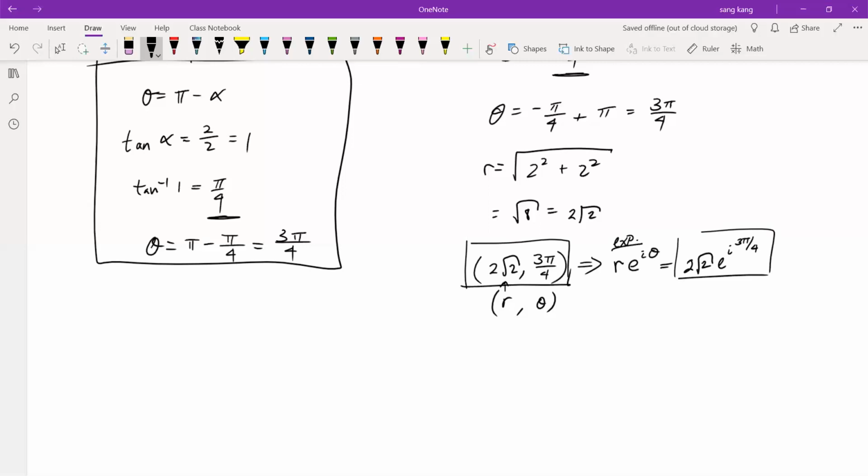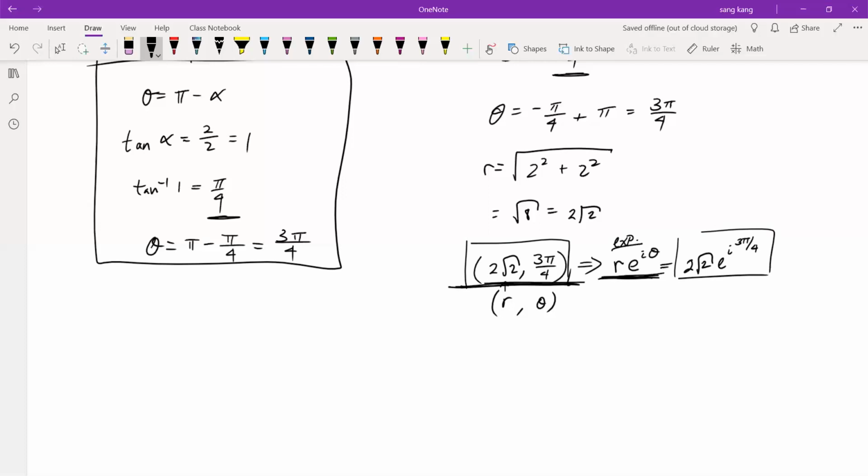Sometimes you might be given a problem in this exponential notation. Sometimes you could be given it in this way. So you're just going to have to learn how to get comfortable manipulating back and forth from Cartesian to this exponential form to the polar coordinate form. But essentially it tells you the same thing.